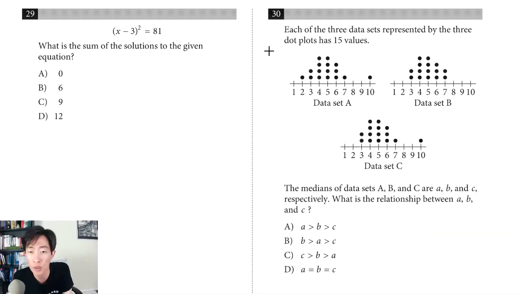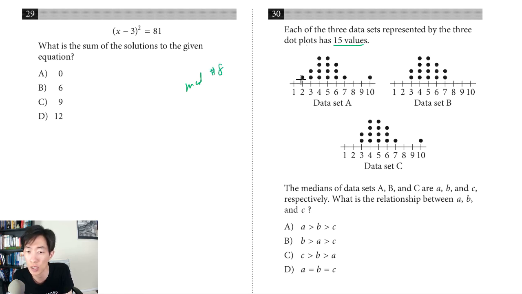Question 30, each of the 3 data sets represented by 3 dot plots has 15 values. The medians of data sets A, B, and C are A, B, and C respectively. What is the relationship between A, B, and C? So given that this is very nicely laid out for us, we can actually figure out the median for each set. If each set has 15 values, the median is going to be the middle value when you list them all out from least to greatest, and that's going to be the 8th value.